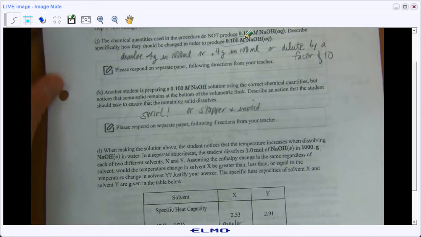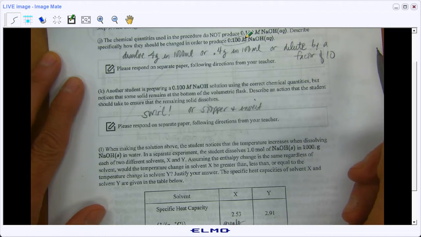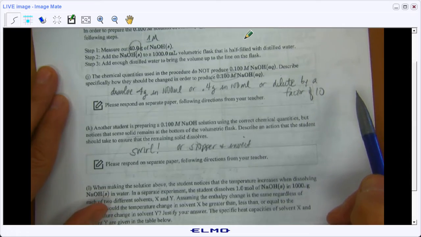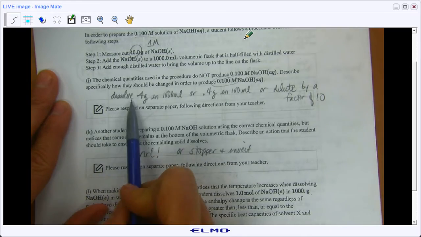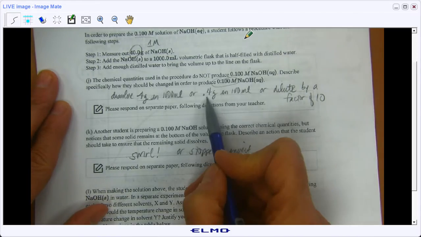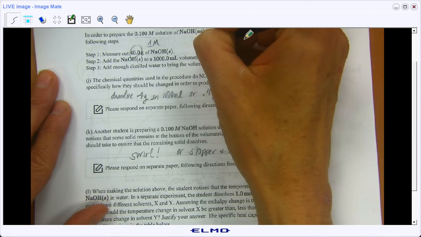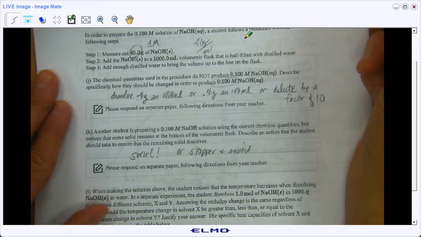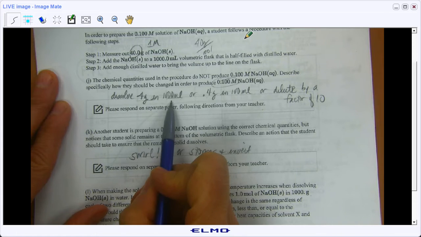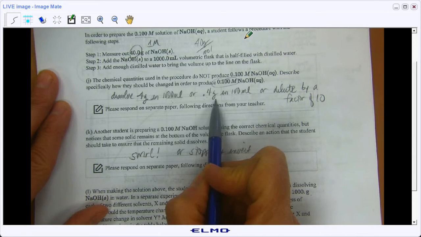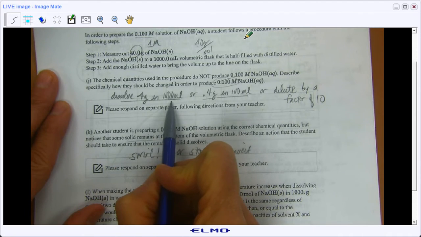Okay, the next one, this is a mammoth question. In order to prepare, okay, so this is just a molarity. Let's make a molar solution, and we want to make 0.1 molar. And so it's just 4 grams in 1,000 mils because it's 40 grams per mole, so the molar mass of NaOH is 40 grams per mole. That's the molar mass. So you need to put 0.1 moles in 1,000 milliliters. So 0.4 grams in 100 mils would work, or 4 grams in 1,000 mils.